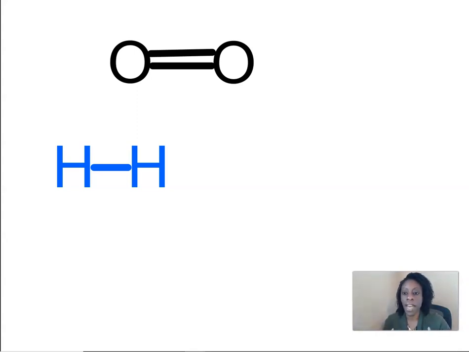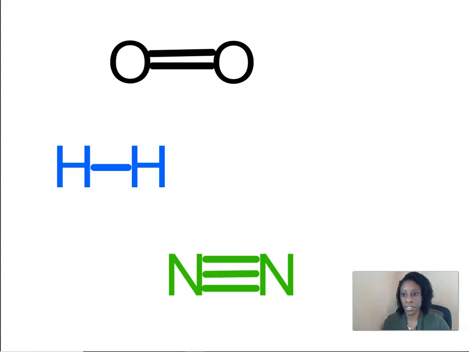You can also have atoms that are sharing, and they create what's called a triple bond, where 6 electrons are being shared. So that would be something like dinitrogen, and that would be represented by the 2 N's with the 3 lines in between them. Okay. So now let's join 2 different atoms together. Let's do oxygen and hydrogen, since we've been working with those.